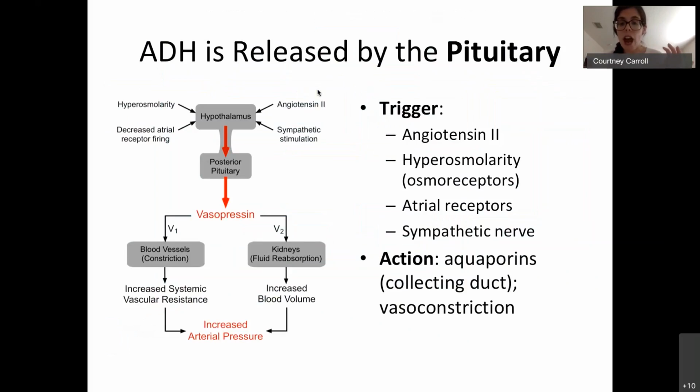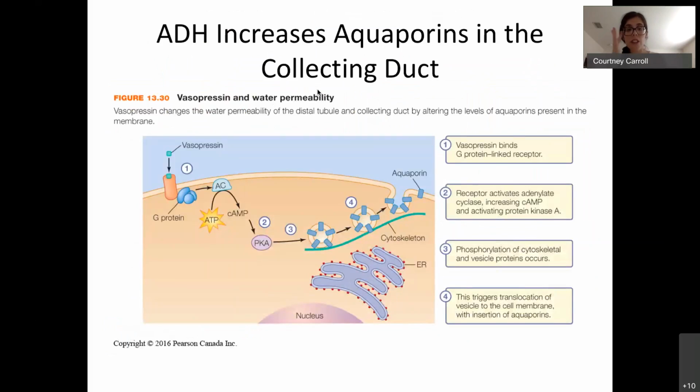ADH acts on the aquaporins. When it binds to its G protein coupled receptor, we're going to have that cyclic AMP to protein kinase A pathway that we've talked about before. Vesicles that are already primed and ready to go with aquaporins bind and fuse to the membrane, and will increase the surface expression of our aquaporins. So we can move more water, we can cover more water.